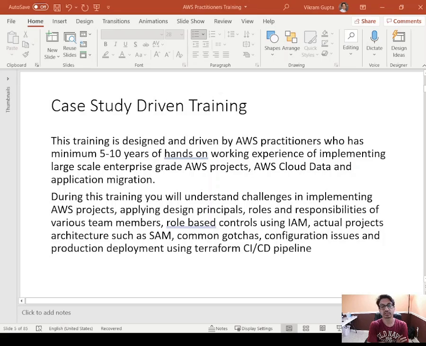Common gotchas that occur within AWS. How do you interact with the cloud COE? What are the paths to production, and things like that that you should be prepared for, especially around data migration and then production deployment.